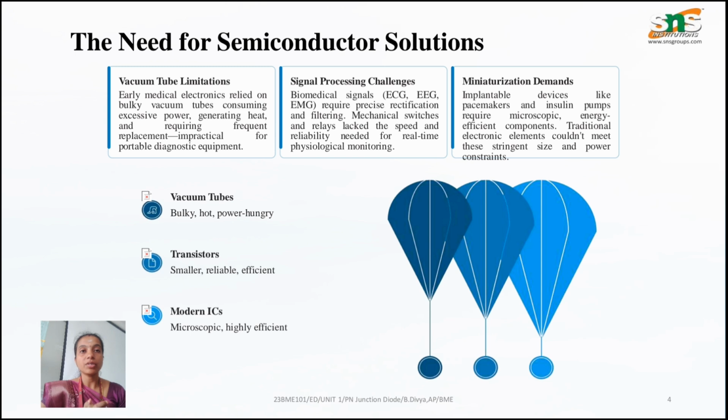In this video, this is the continuation of the previous video where we were talking about the PN junction diode. Here, the need for semiconductor solutions. Why do we need these semiconductors? We know that a semiconductor is a material which conducts electricity to a certain point, and after that it acts as an insulator. That material is called a semiconductor. We'll see what all the semiconductor solutions we have.